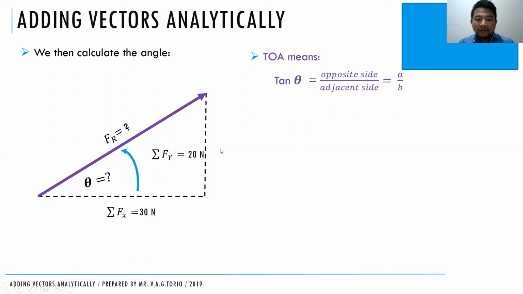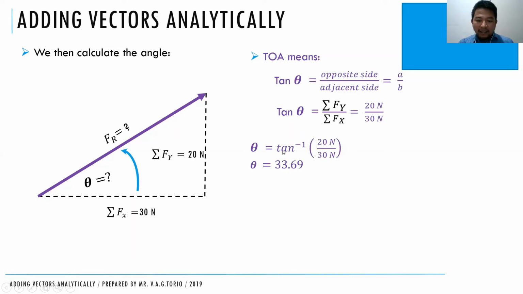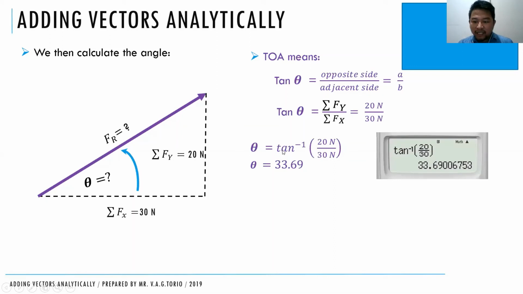We now can substitute the values 20 and 30 newtons into our expression. The opposite side, that's f sub y, is 20 newtons. And the adjacent side is f sub x. These are summation values already, summation of f sub x and summation of f sub y, and that's 30 newtons. For us to get the angle, we need to introduce the inverse tangent and get 33.69 degrees. Here's a screenshot of how it's done in the calculator.